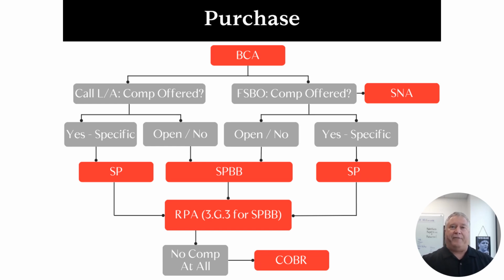Now, if that's what's happening, then in the RPA, you're going to check box 3G3. 3G3 is what tells the seller, as part of the offer, that there is an SPBB attached, and that the buyer is asking the seller to pay their obligation to the buyer's broker. Once that's been discussed, it becomes a negotiation. The seller may say yes, no, change the price. The buyer may say yes, no. You're going to negotiate it like you would always negotiate.